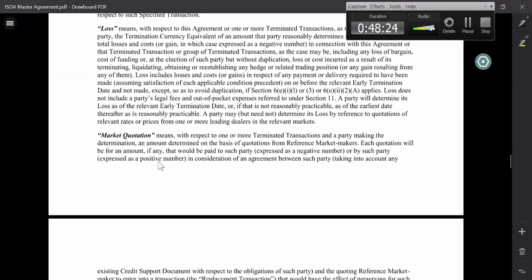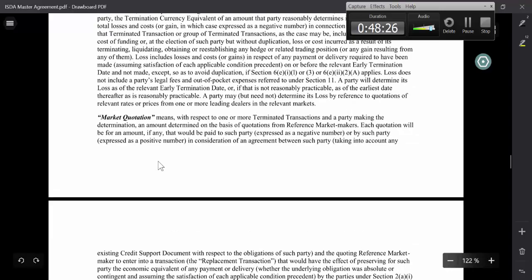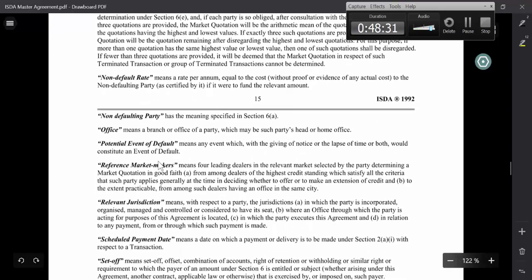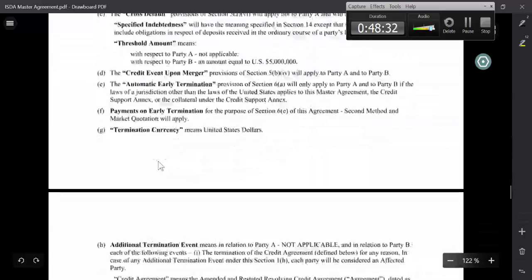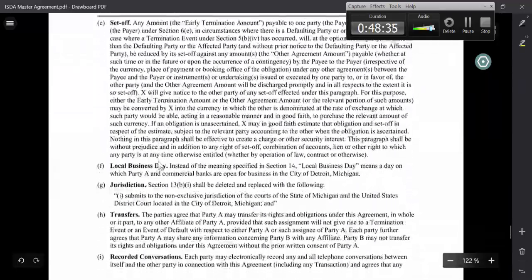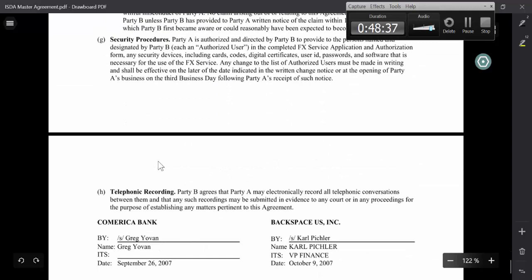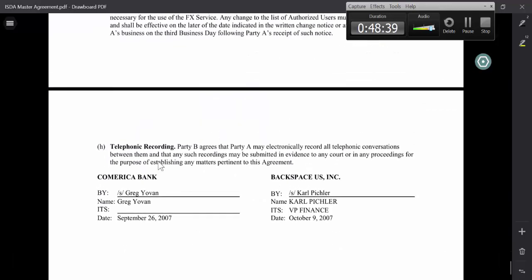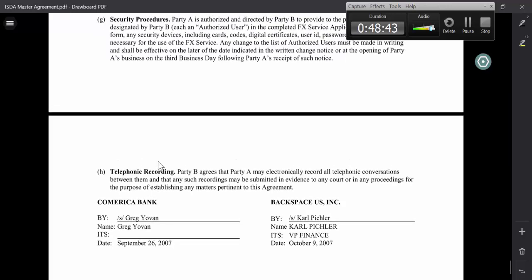There are some definitions here. They even define what a market quotation is, and so on and so forth. It just goes on, but you just go to the end and you ask the guy in charge to sign it. Okay? Normally, this is someone who is fairly senior, like the chief risk officer, or maybe the CFO or the CEO. Okay? Someone who has that authority.